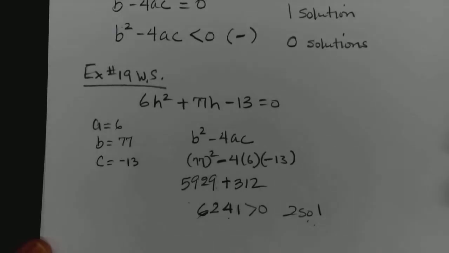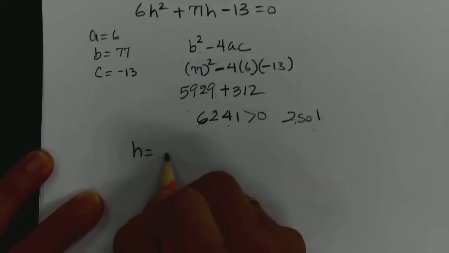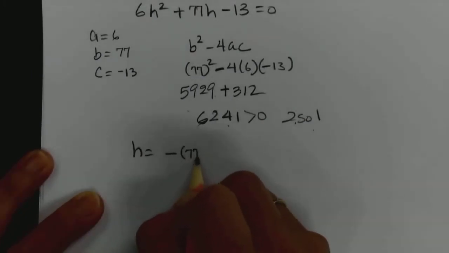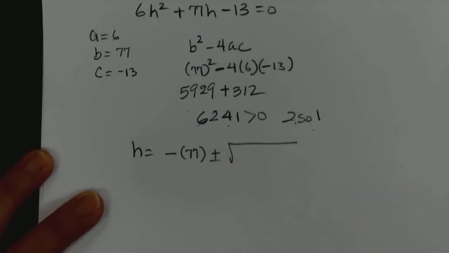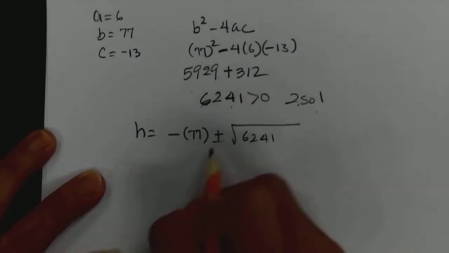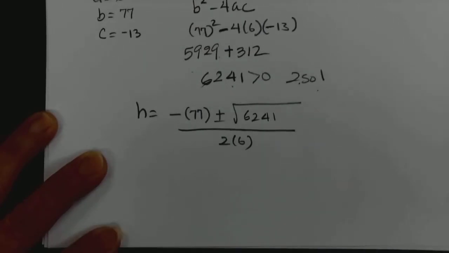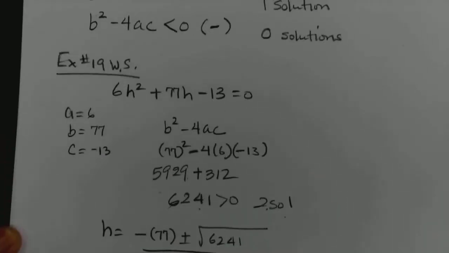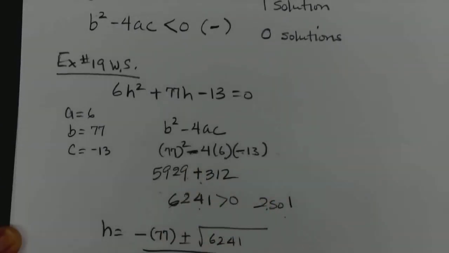Okay? Now let's find them. So now we're going to use the quadratic formula. So h equals negative b, which is 77, plus or minus the square root of b squared minus 4ac, which we already have, 6241. Just plug it in, right? All over 2 times 6, which is 12. Yes, ma'am. So if you go back up to your work, why is it going from subtracting to adding? Because that c is negative, so minus a negative, when you multiply all of it together, the 2 negatives make it a positive. Okay?